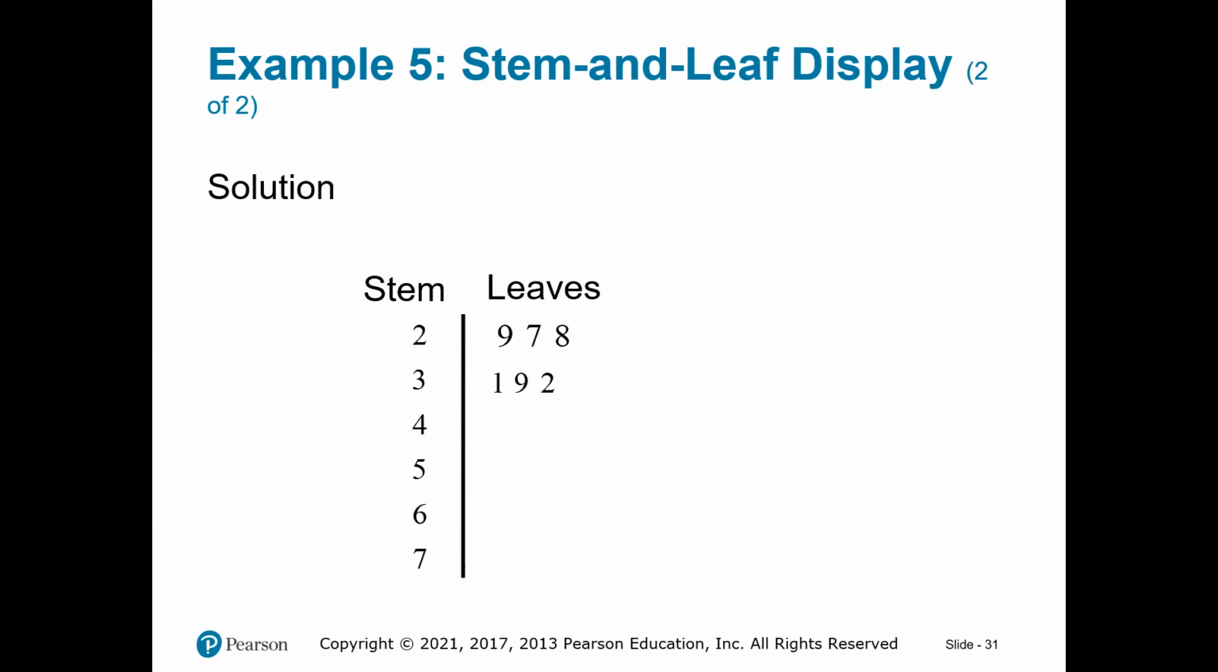And then we'll do the same thing for the 30s. We have a 31 years old, a 39 years old, and a 32 years old. As you can see here, you don't have to sort the leaves. But I find it convenient if you sort them. Instead of 9, 7, 8, you put 7, 8, 9; you put 1, 2, 9. But again, it's not a requirement.